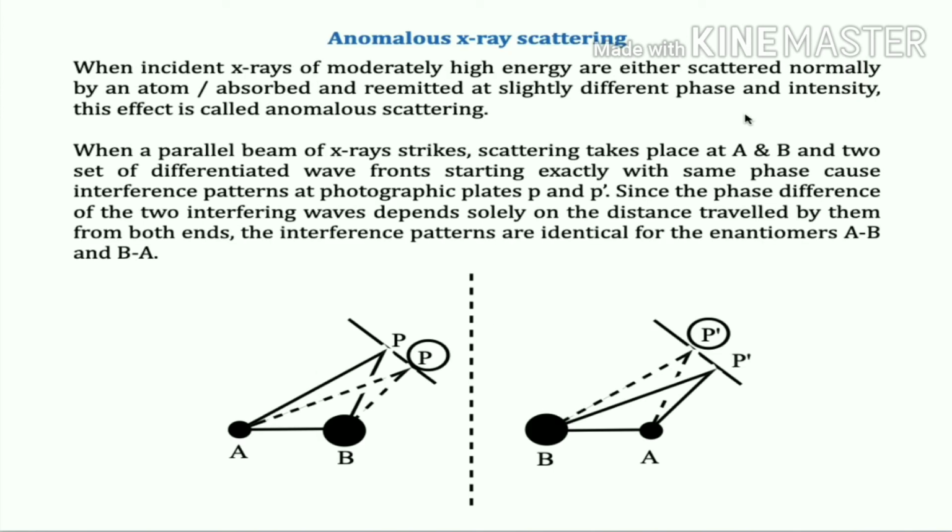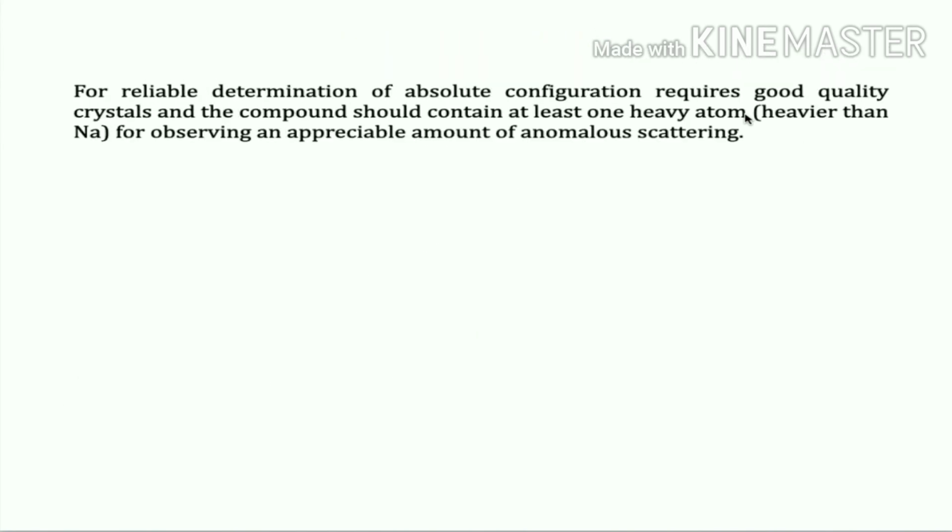So with this introduction, in the next lecture I am going to discuss the empirical rules, how the methods of optical rotation, optical rotatory dispersion, circular dichroism and anomalous X-ray scattering are used for the determination of absolute configuration. There are different empirical rules based on the particular method. We will discuss them one by one in the next video lecture.